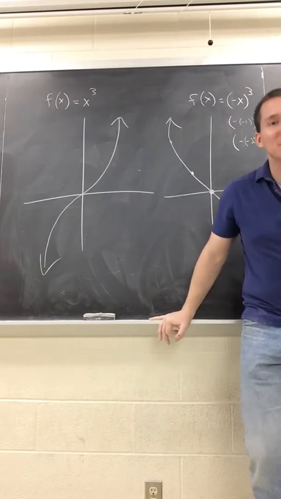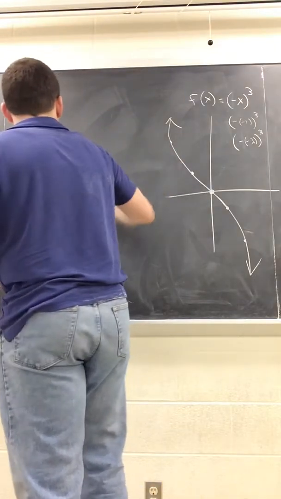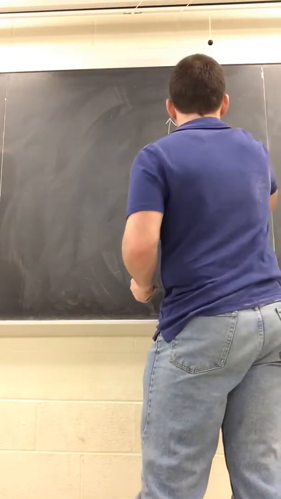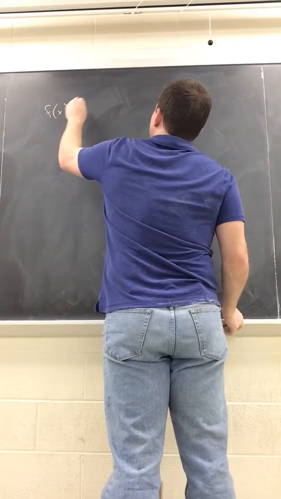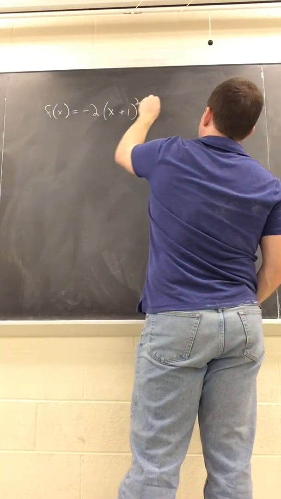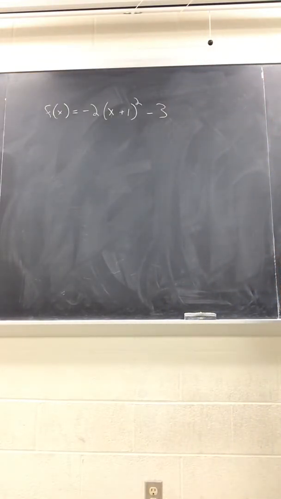That's all the transformations we need, but I want to do at least one graph out with several different transformations just so we can see how this works. So suppose we have f of x equals negative 2 times x plus 1 squared minus 3. We want to graph that with all the transformations.